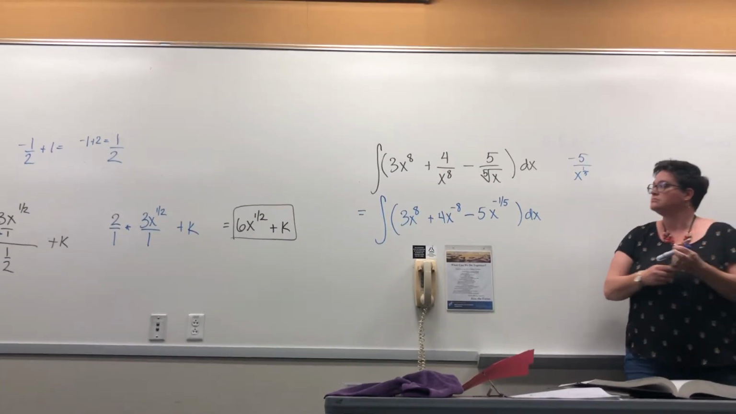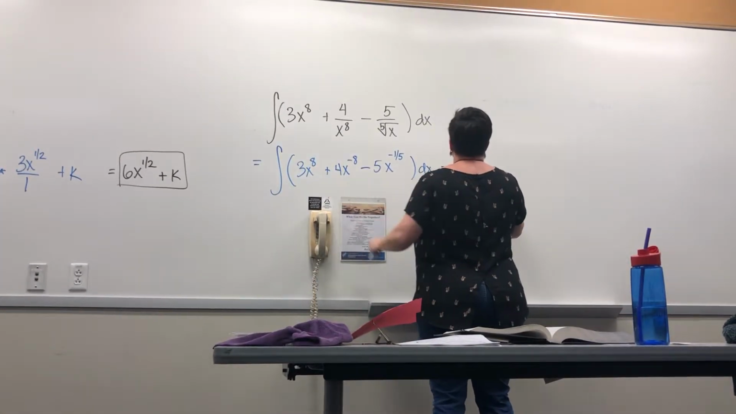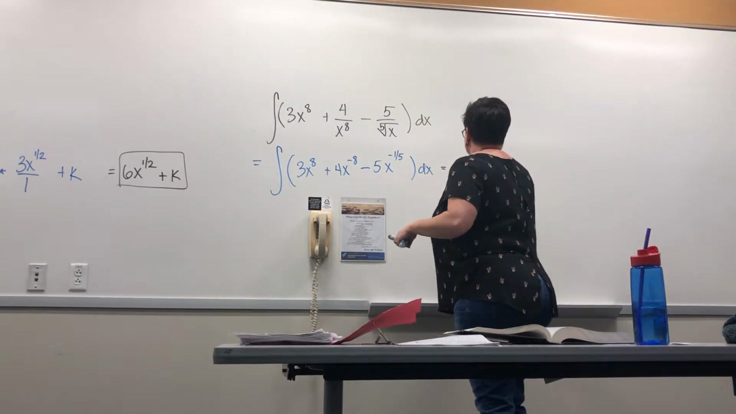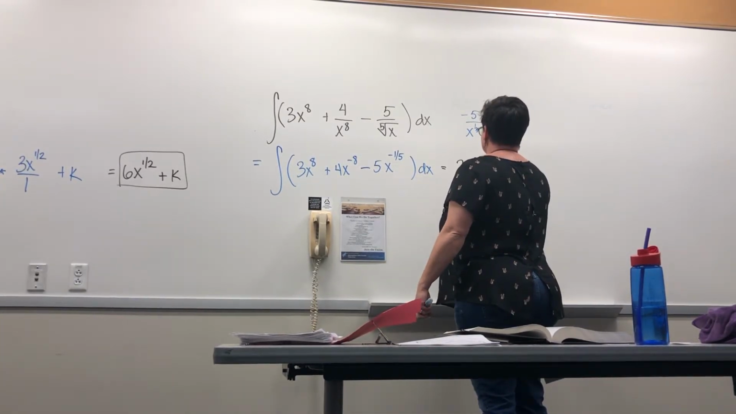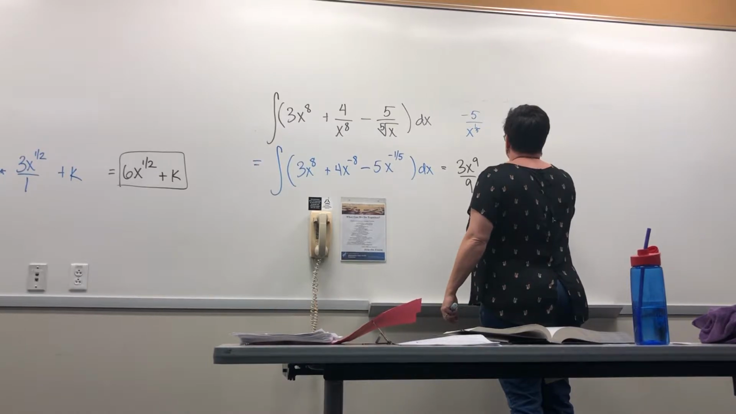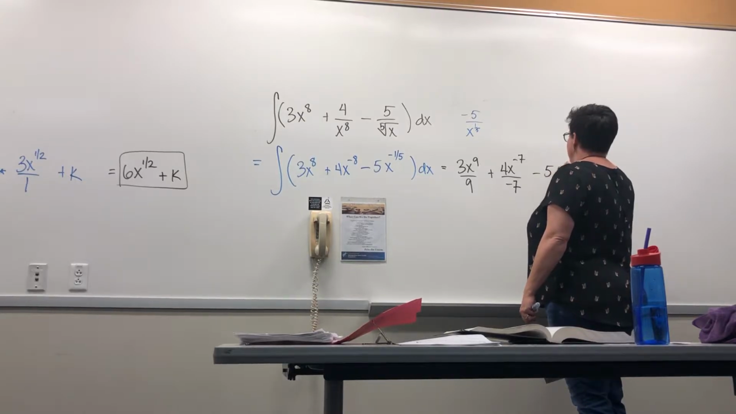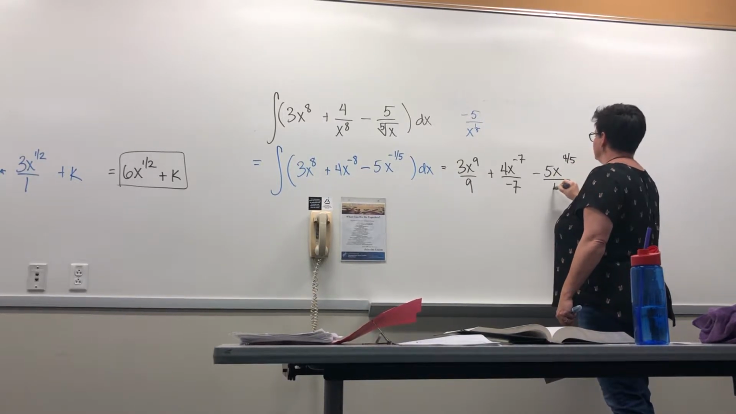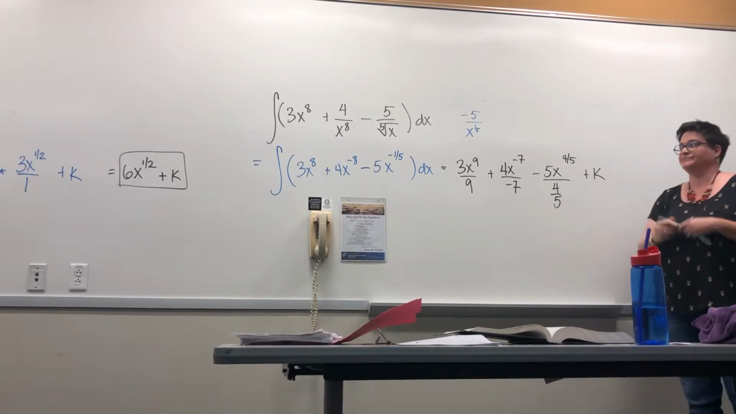What's my integral? Don't overthink it. What's n plus 1 here? 9. Good, so this becomes, I don't need the command anymore because I'm integrating. So this becomes 3x to the 9 over 9, right? Plus 4x to the what? Plus 1. Okay, groovy. Minus 5x to the what? 4/5, over 4/5, plus k.